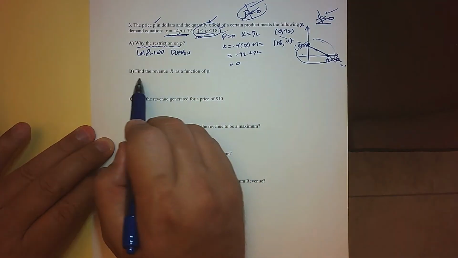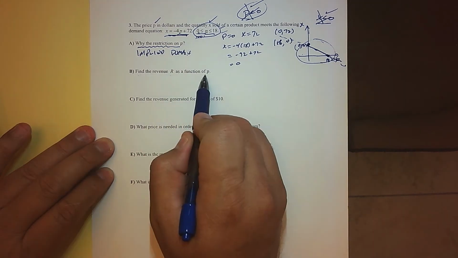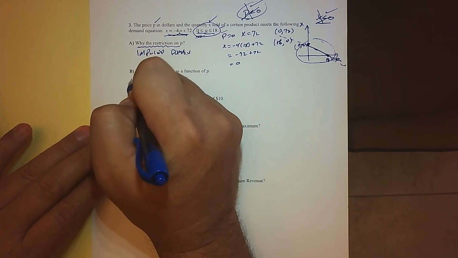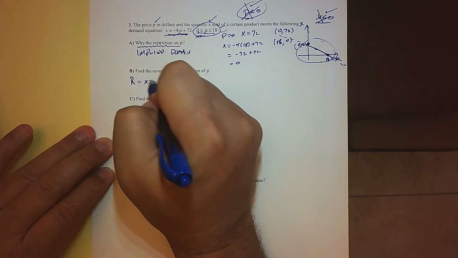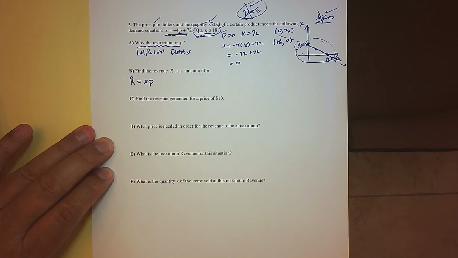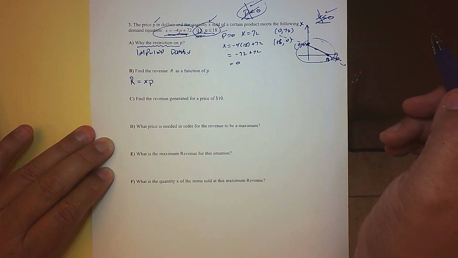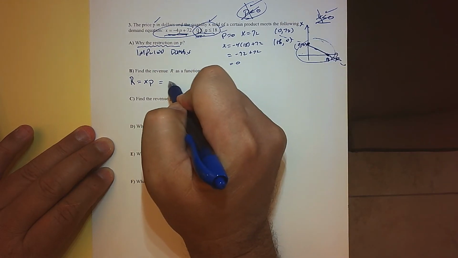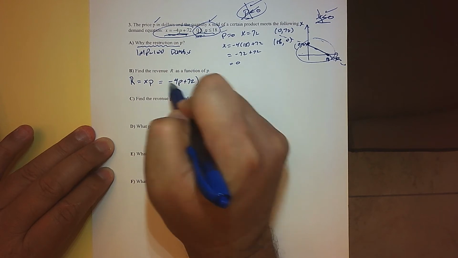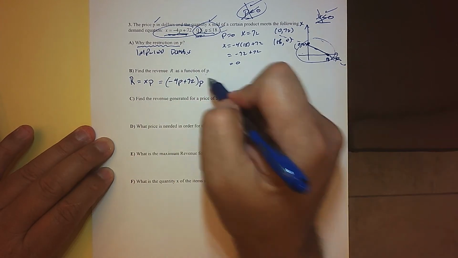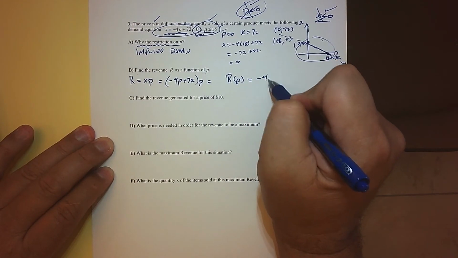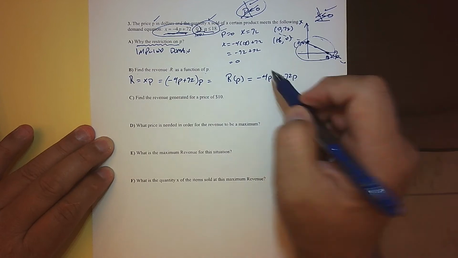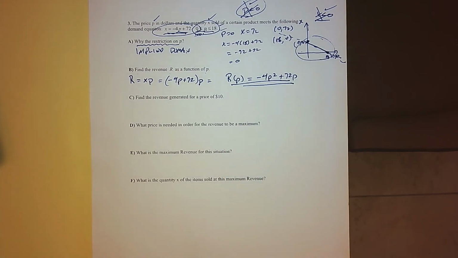The next item is find the revenue R as a function of P. Now from the last video, we know that the revenue is the number of units that I sell, we'll call that X, times the price per unit, and we'll call that P. And we already know that X is equal to negative 4P plus 72. So all I've got to do is replace that X with what we were told. So R of P is equal to negative 4P squared plus 72P. And there's our revenue function.